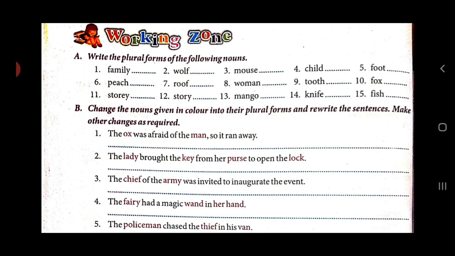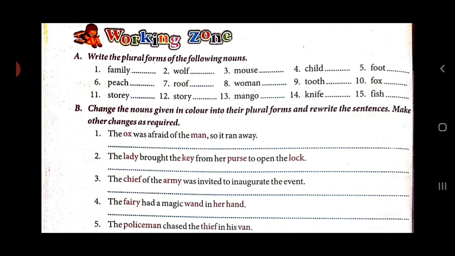But here you have to be very careful, read twice, thrice, whether after changing the words given in pink into plural form, the sentence comes out to be correct grammatically. See, first one. Notice the changes which I make. Keep that in mind. See, the ox was afraid of the man, so it ran away. Now here the words which are given in pink are ox and man. Now these two you have to change into plural. Plural of ox will be oxen and plural of man will be men, M-E-N.